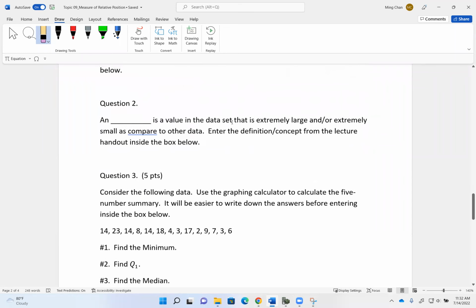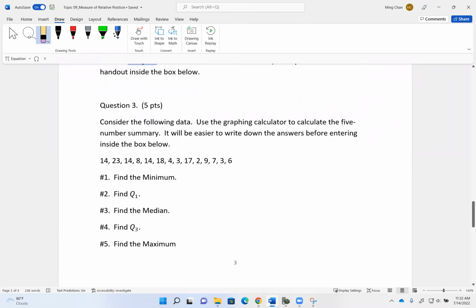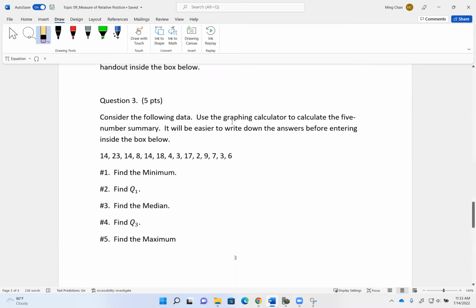All right, let's take a look at homework real quick. Questions number 1 and 2 are definitions. Question number 3, consider the following data values. Use the graphing calculator to calculate the 5 number summary. Once you have the 5 number summary, you can enter it into the computer. Make sure you label them.